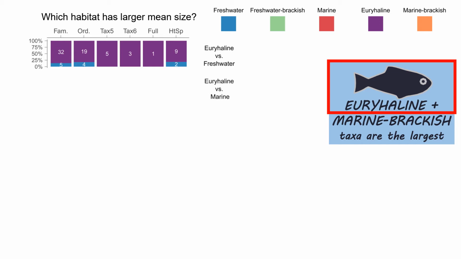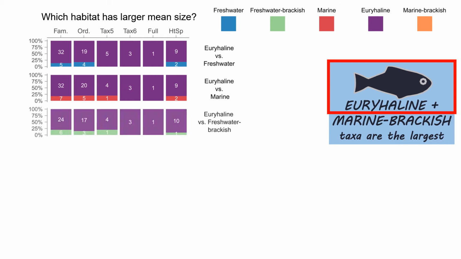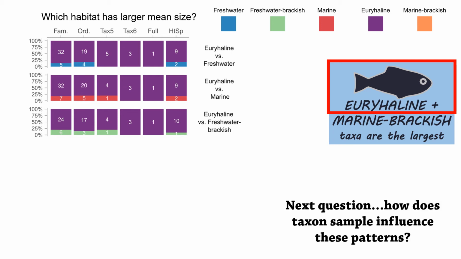Now, what if I compare euryhaline to marine fishes? Across all these scales, across all these comparisons, very consistent picture again. Euryhaline taxa are larger, and the same is true comparing euryhaline and freshwater brackish. So just to say that I found looking at all these different scales and visualizing it like this extremely helpful. And for your question, it may differ. There could be sensible reasons your pattern could vary with scale. Here it was very similar. But now I want to think about how taxon sample might influence the patterns also.